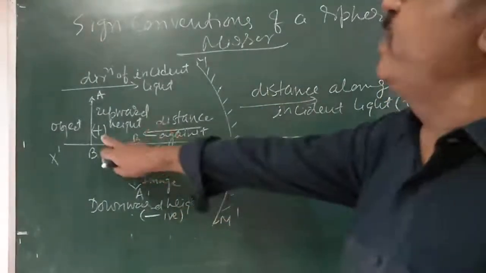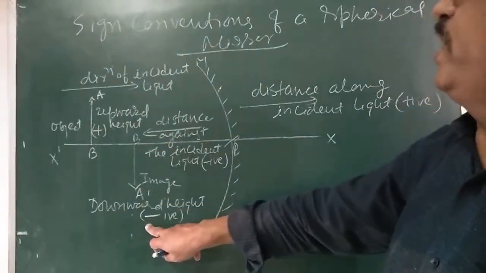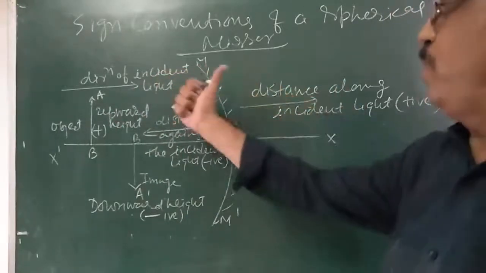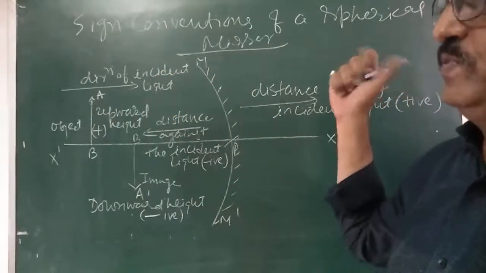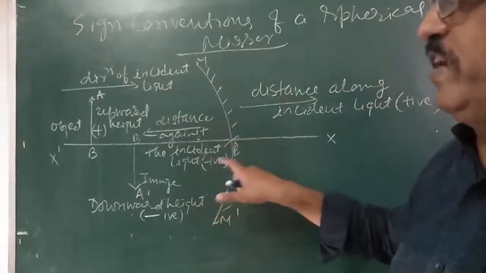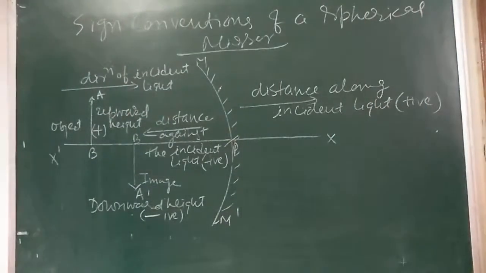Again I am telling, the upward height will be positive, downward height will be negative. The direction of incident light is this one. If you are measuring in this direction, that will be positive. If the distance is against the incident light, that will be negative. Draw the figure. Then we are going to see 5 different rules. What is that?